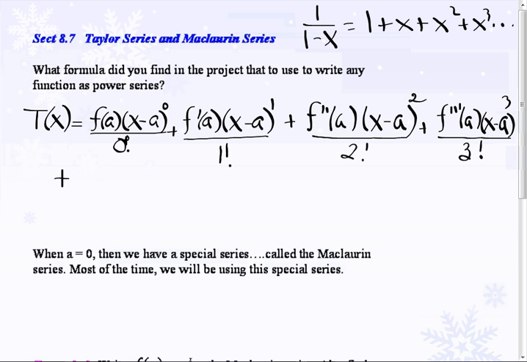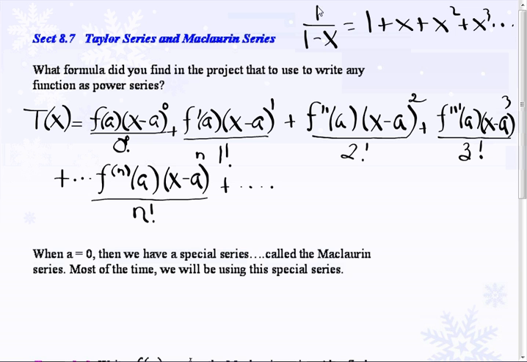Plus, what's the nth term? It's the nth derivative, and then it's x minus a to the nth over n factorial. That's the Taylor polynomial. Okay, guys, I'm not going to teach the error to this because you won't remember it in April and May anyway, so there's no reason to teach the error.